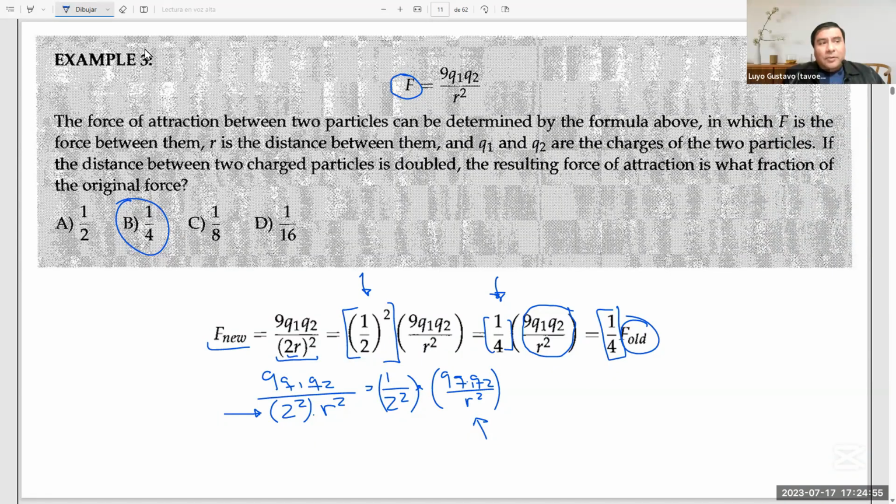Saying 9q1 times q2 over 2 squared times r squared is the same as saying 1 over 2 squared multiplying the whole thing, because when you multiply two fractions, what happens? Multiply numerators, you get 9q1 q2, and multiply denominators, 2 squared times r squared, which is exactly this. Is that right? Understood now? Thank you. Okay, perfect. Let's now keep going and see the next question.